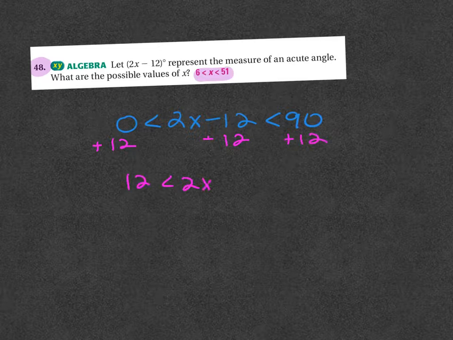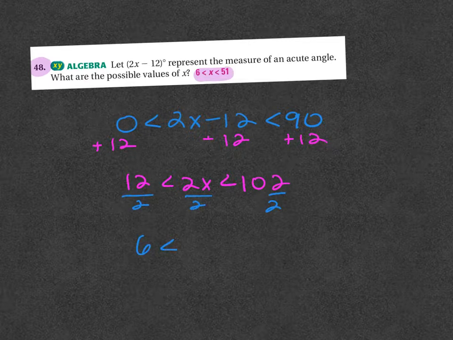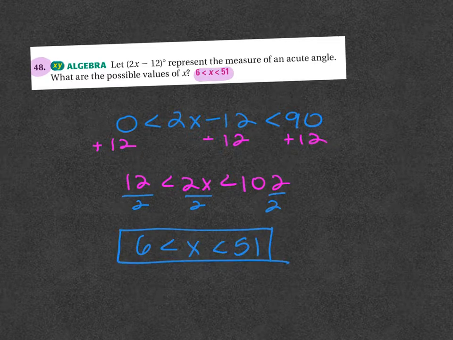12 is less than 2x, which is less than 102. Divide 2, divide 2, divide 2. And 6 has to be less than x, which is less than 51. 26, you said?